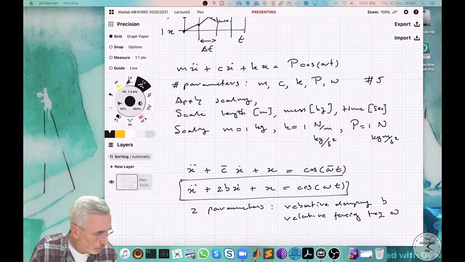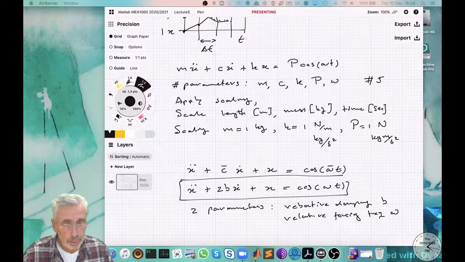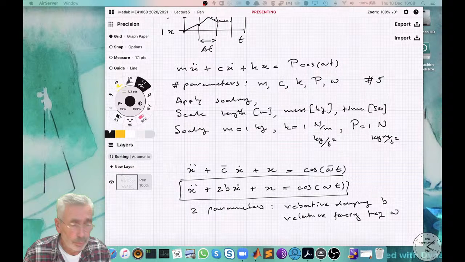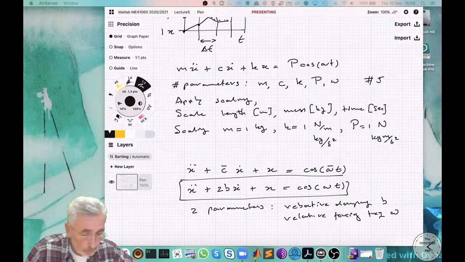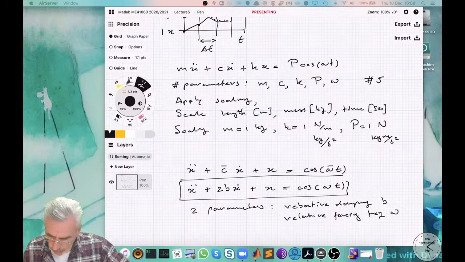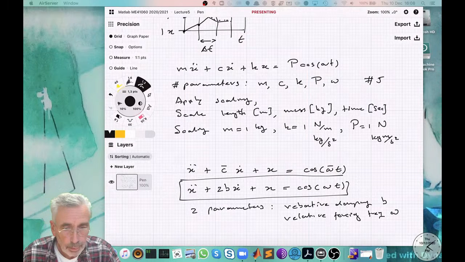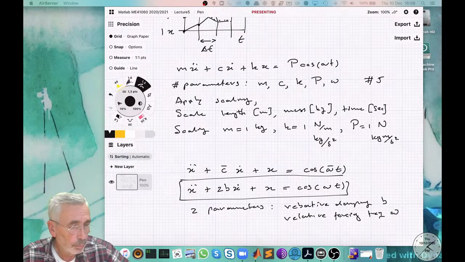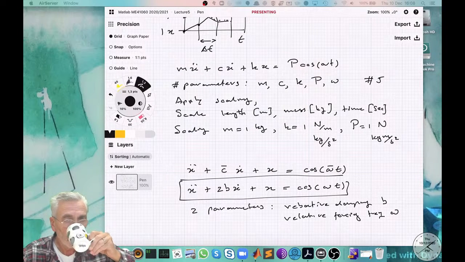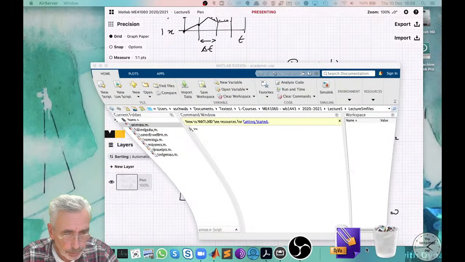So I propose let's do that. Let's take this equation and let's program that in Matlab, and let's look at some time responses by doing numerical integration, because that is the topic of today. How do we do that in Matlab? Okay, so then I have to move to Matlab. Where art thou? I already had opened Matlab. So here we are.